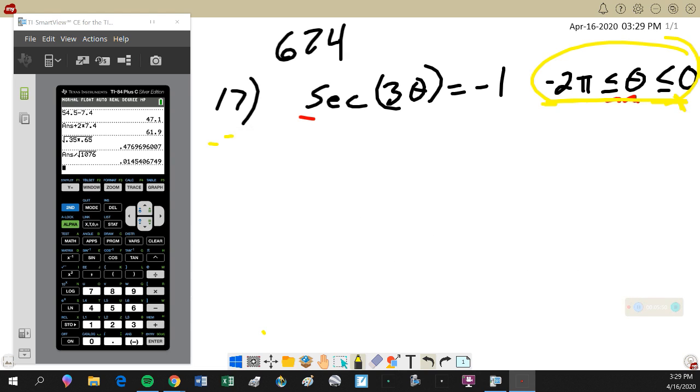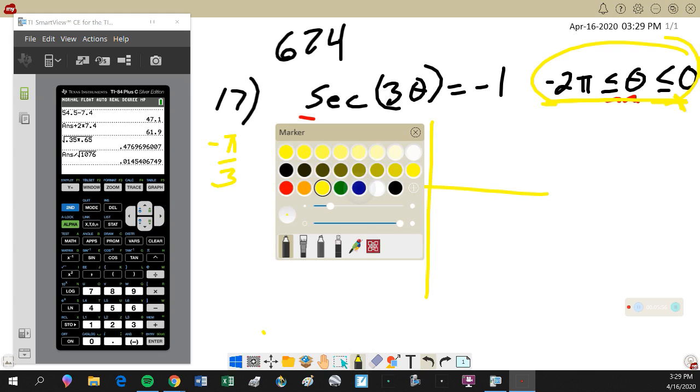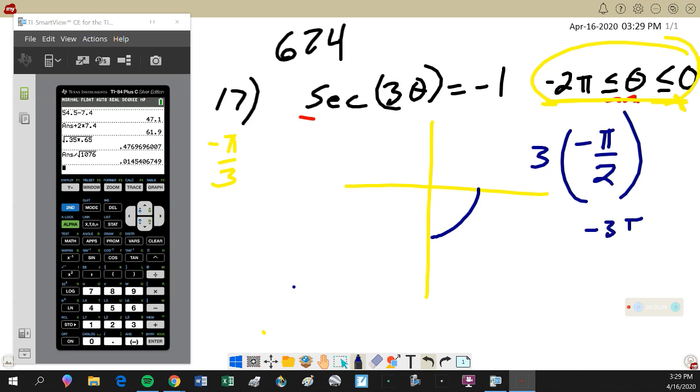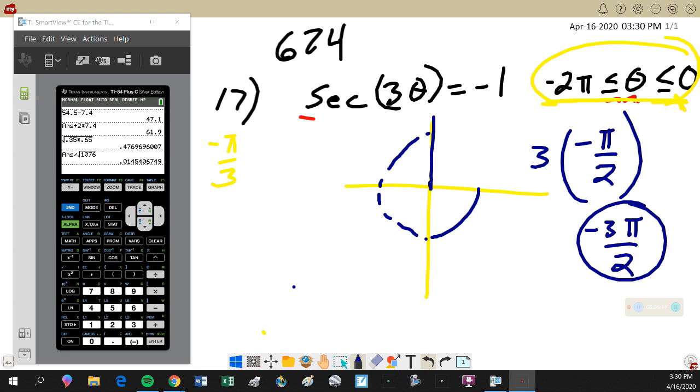So I know that negative pi over 3 is one of them. Okay, so let's just try another one and see what happens. Let's try negative pi over 2. So that angle is right here. If I triple that, then I get negative 3 pi over 2. And where does that land? Well, negative 3 pi over 2 is right there. Does this point satisfy that number? No. The cosine at that point is 0, so negative pi over 2 did not work.